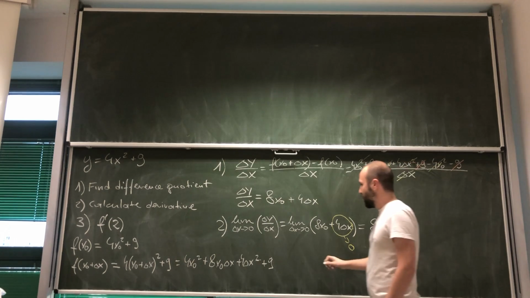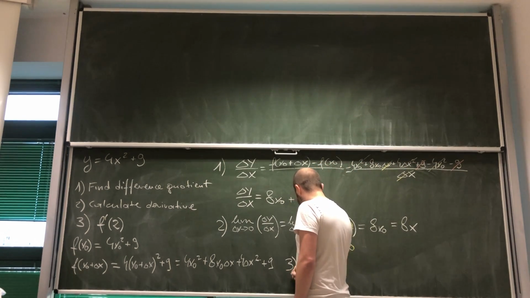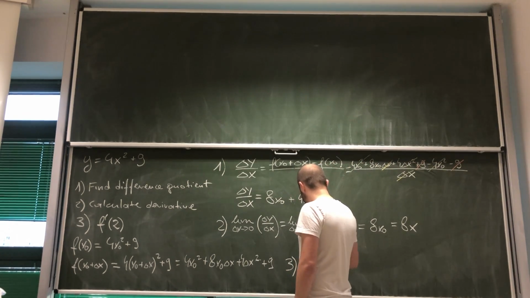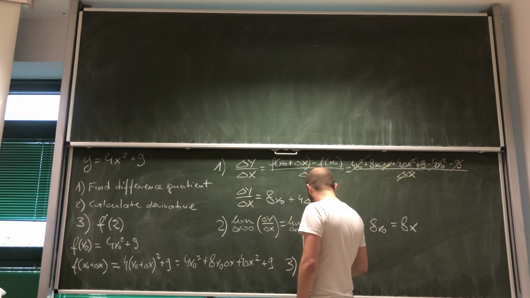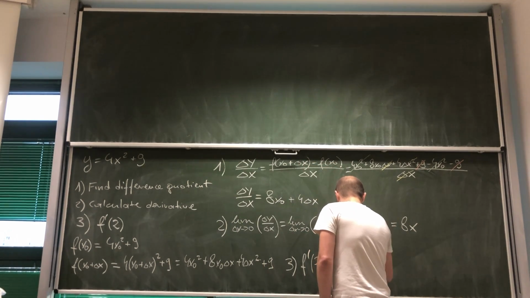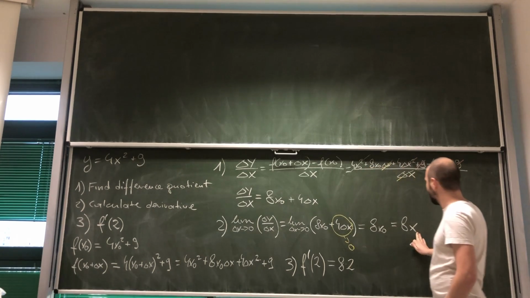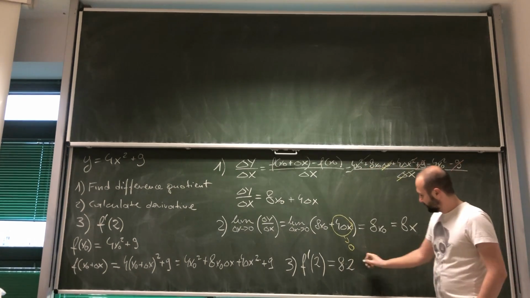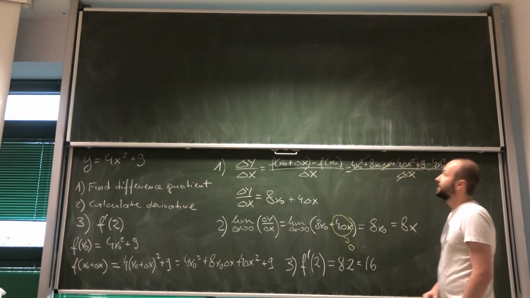And finally, what is the value of derivative if x is equal to 2? Well, we just get that this is 8 times 2, because our function is 8x. It's 16.